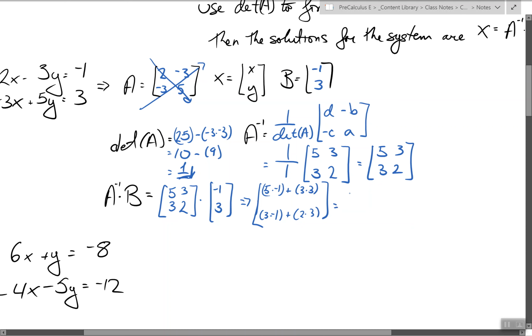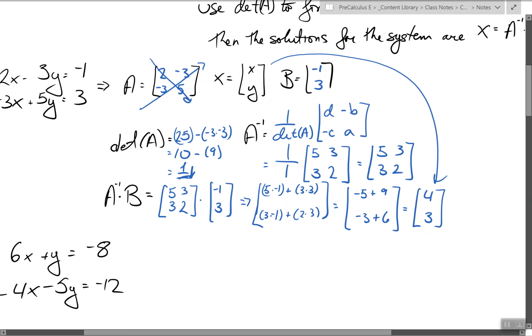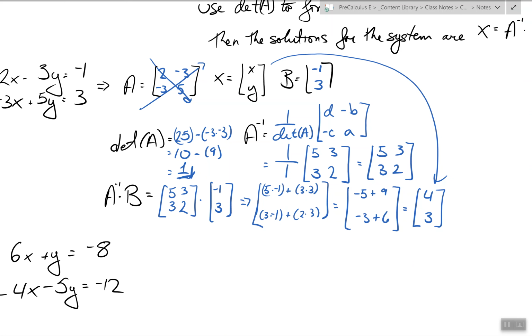So we end up with -5 plus 9 and -3 plus 6. So our solutions should be 4, 3. So that is our set of answers now, and we compare it to that column X, which means the top answer is our X answer and the bottom answer is our Y answer.